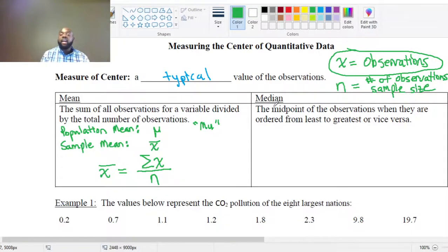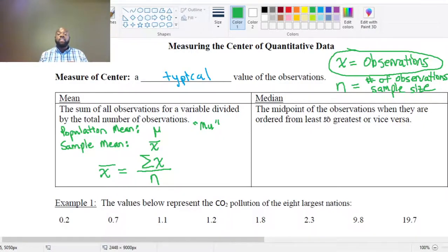The median, there is no formula for this, and there's no symbol for this, but it is the midpoint of the observations when they are ordered from least to greatest or greatest to least. What you have to do is basically count off until you get to the middle number.